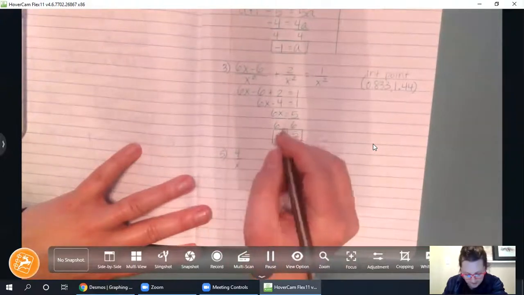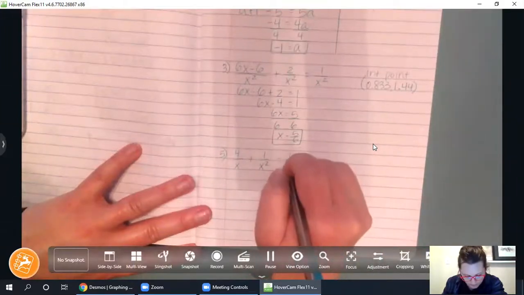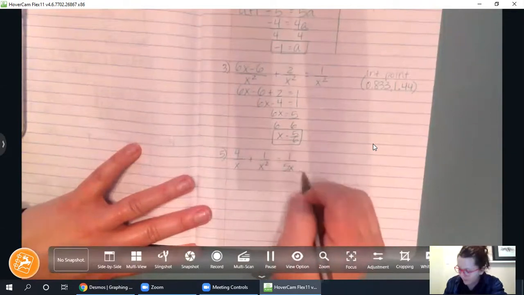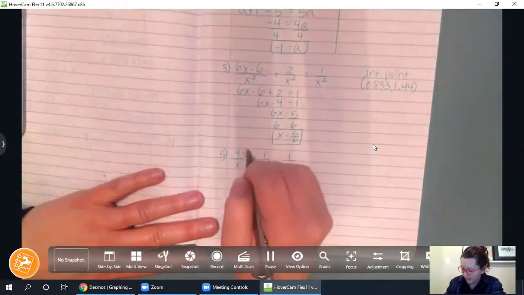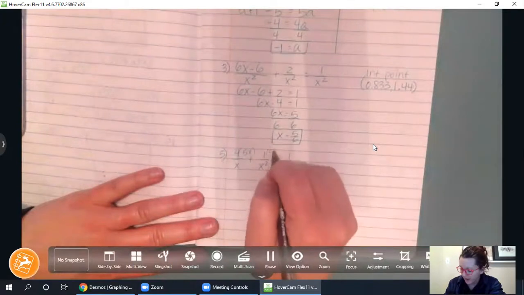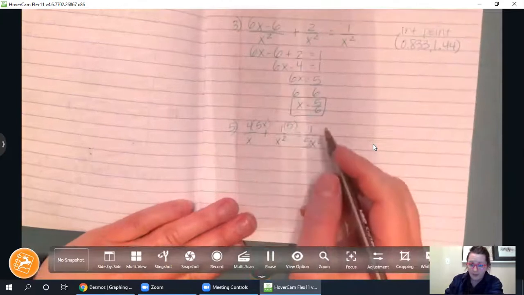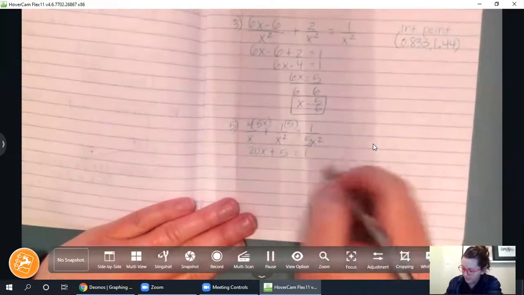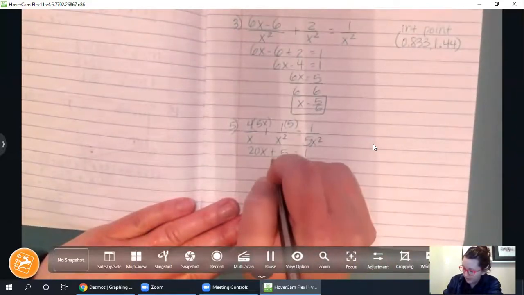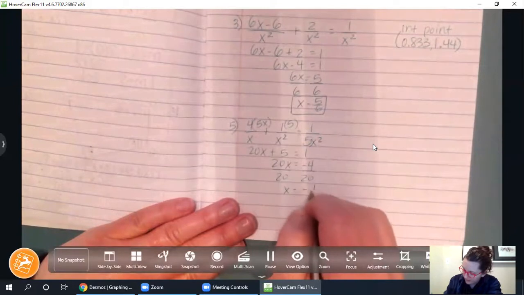says 4 divided by x plus 1 divided by x squared equals 1 divided by 5x squared. So my common denominator here is going to be 5x squared. So my first one, I need a 5x. My second fraction, I need a 5. And my third fraction, I don't need anything. So I'm just going to leave it like that. So let's multiply it out and get rid of that denominator there. We have 20x plus 5 equals 1. Move the 5 to the other side, you get a negative 4 equals 20x. Divide by 20. We get negative 1/5.